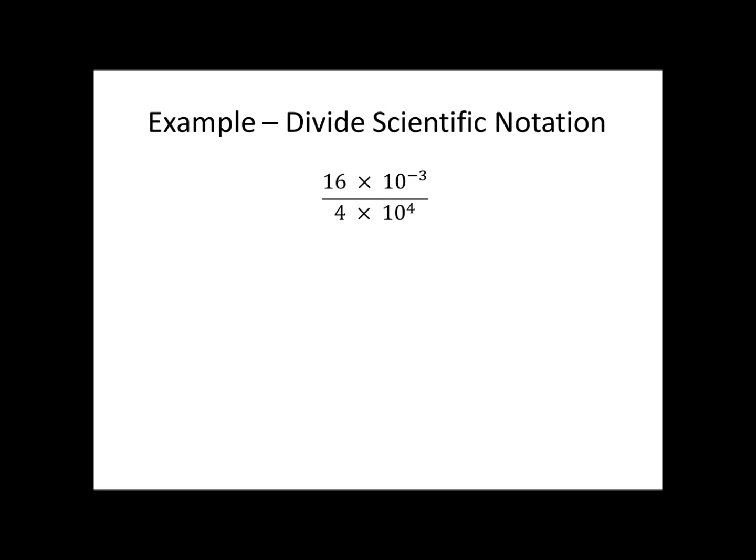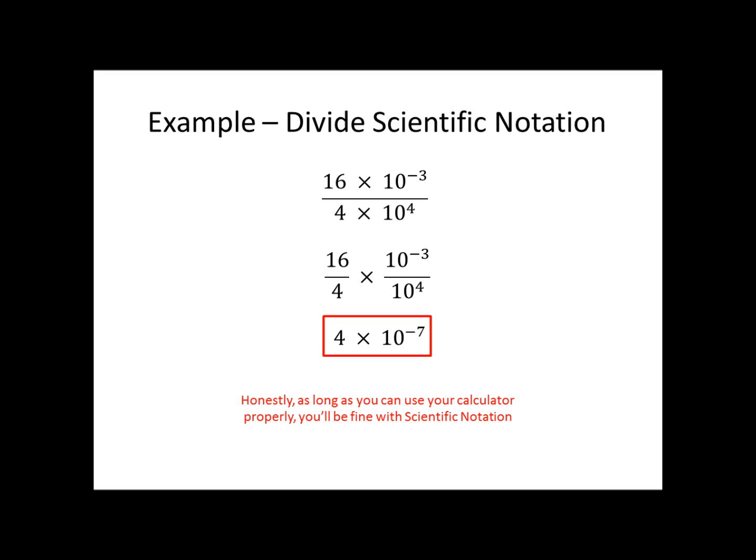Let's divide once more with scientific notation. We're going to take the 16, divide it by the 4, and then we'll deal with the tens. 16 divided by 4 is 4. 10 to the negative third power divided by 10 to the fourth power. I subtract the powers and I get 10 to the negative seventh. Since it's in scientific notation, that negative power is okay.